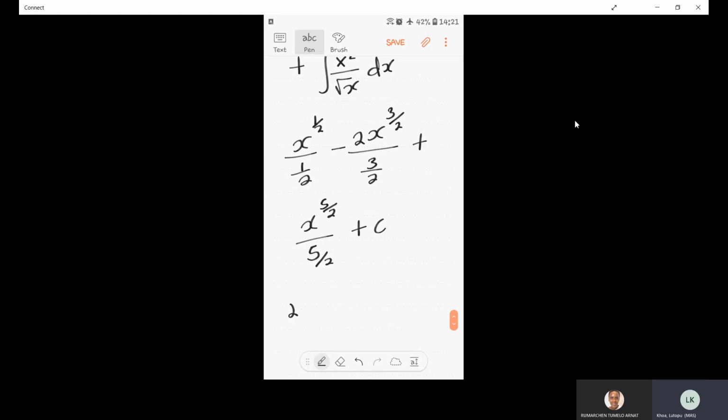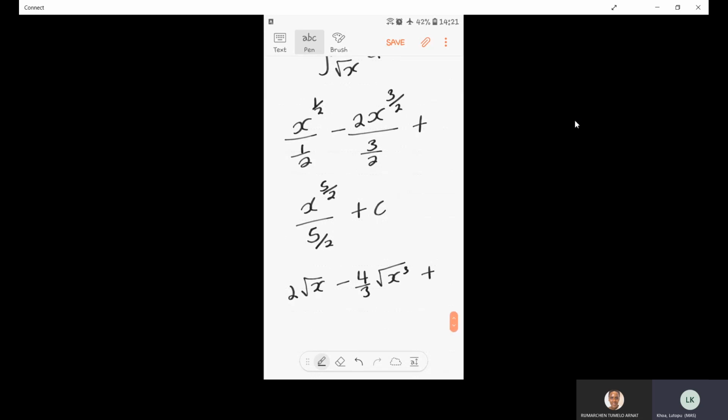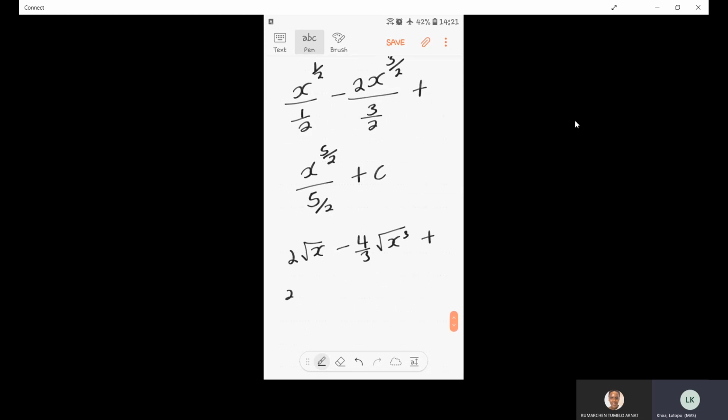So I have 2 square root of x minus 4 over 3 x to the power of 3 over 2, or the square root of x cubed. Let me write that. So it's the square root of x cubed, and then plus 2 over 5, the square root of x to the power of 5, plus c. So that is it. There are no like terms you can combine, so you leave it like that.